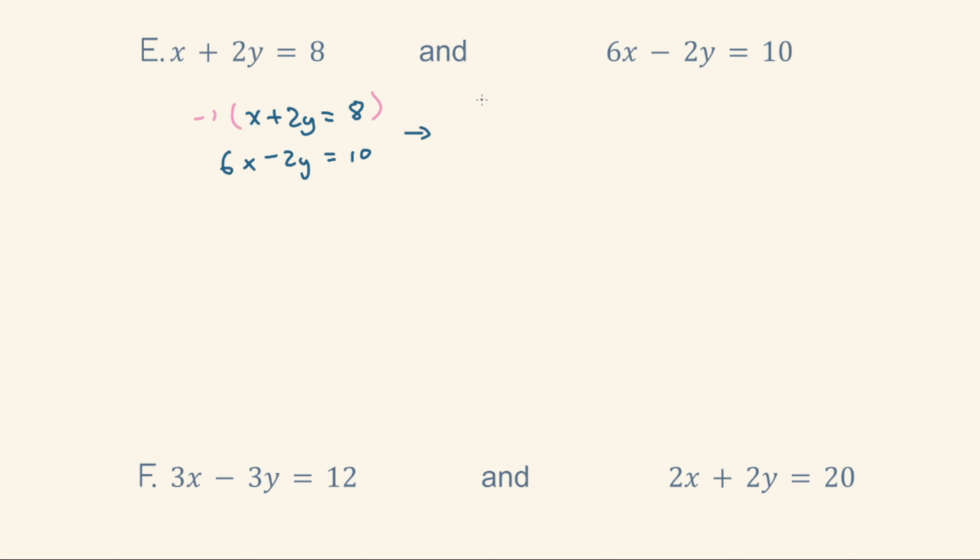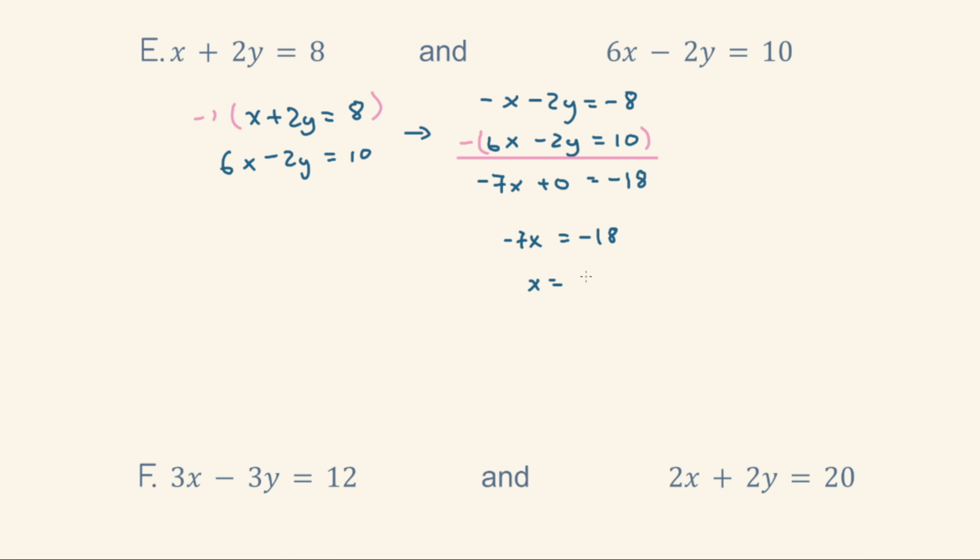So that's going to give me minus x minus 2y is equal to minus 8. And underneath, we're going to have 6x minus 2y is equal to 10. Now we're going to subtract the equations. So minus x minus 6x, that's minus 7x. Minus 2y minus 2y is going to be 0. And minus 8 minus 10 is minus 18. And so you're going to be left with minus 7x is equal to minus 18.